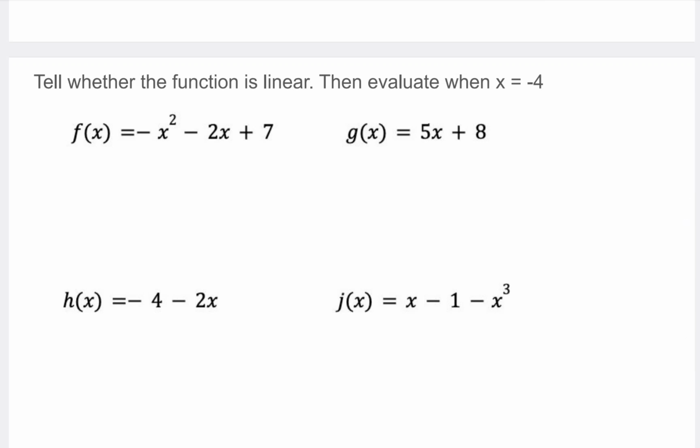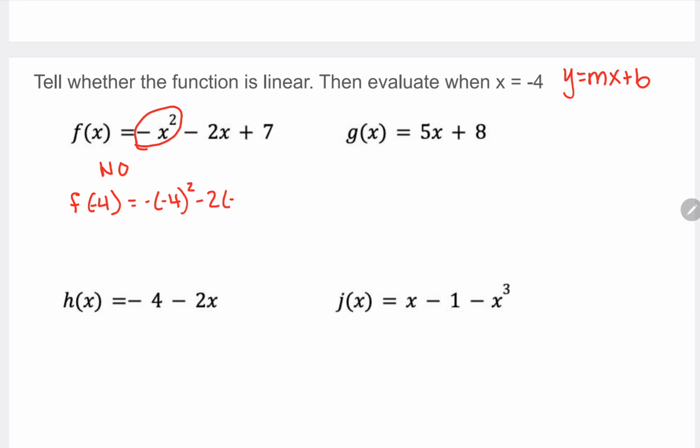To tell if a function is linear, linear means line. It would create a line if we were to graph it. And all linear functions can be written in the form y equals mx plus b. So this first function is not linear because we have an x squared term, and that's not a part of y equals mx plus b. So it's not linear. Our answer to that would be no, but we can still evaluate the expression when x equals -4. That just means we're going to plug in -4 into the function and solve.